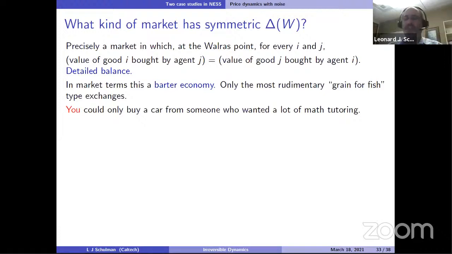I showed you that picture of global trade, and I'm sure you were absolutely transfixed by the movements of soy across the oceans. I want to bring that point a little bit home. Why you should care about markets with non-symmetric Laplacians. So a market with a symmetric Laplacian, or in other words, a market in detailed balance, is a market which at equilibrium is a barter economy.